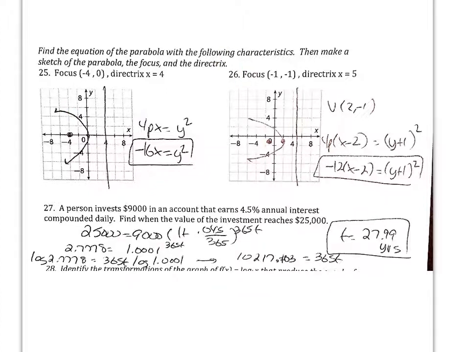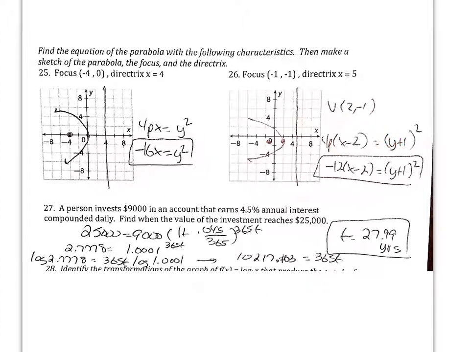26, exactly the same thing. Negative 1, that's your focus. Your directrix goes through x is 5 right there. Your vertex is halfway between the two. So I always do this. I always write down what the vertex is. That just helps me a little bit. The vertex is 2, negative 1. So I put the minus 2 with the x, the plus 1 with the y.